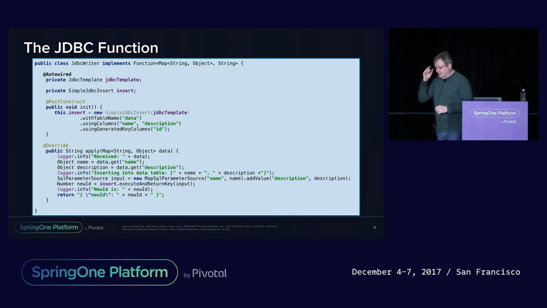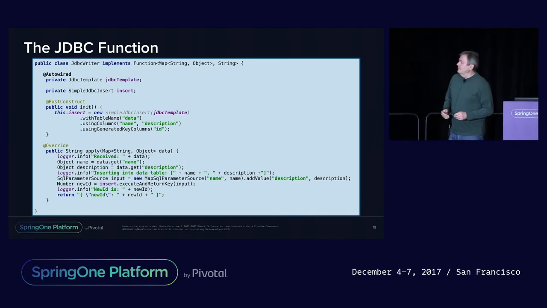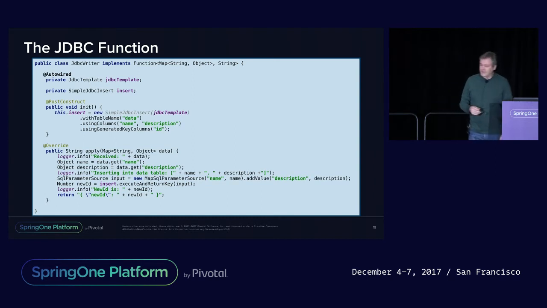So this is my function. So basically, I use a simple JDBC insert for this function. And it basically takes the input data, maps it to your table via the insert, creates a SQL parameter source for that. And then I just insert it and return the key that was created during the insert. And then I log the key and return it.